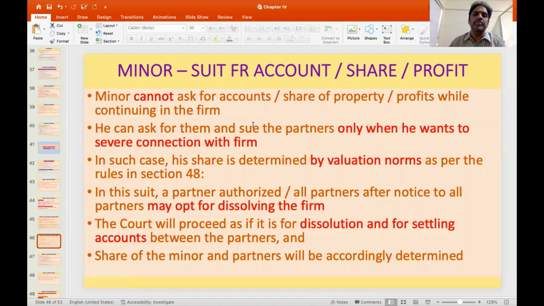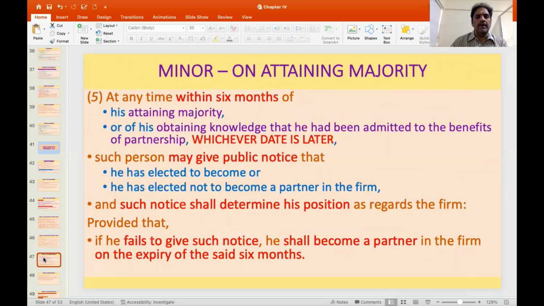So the provision says that a minor cannot ask for accounts or share of property or profits while continuing in the firm. He can ask for them and sue partners only when he wants to sever connection with the firm. In such a case, his share is determined by valuation norms as per rules in section 48. In this suit, a partner authorized or all partners, after notice to all partners, may opt for dissolving the firm. The court will proceed as if it's a dissolution and for settling accounts between the partners, and the share of the minor and the partners will accordingly be determined and distributed.